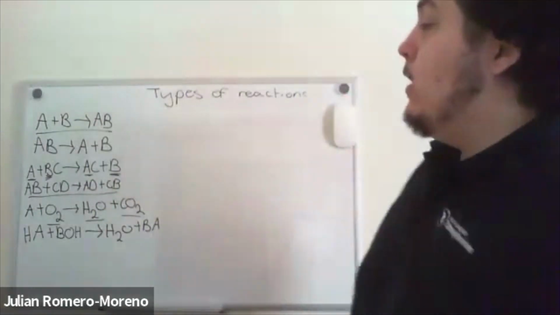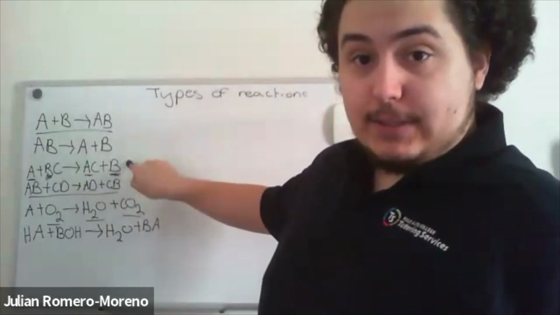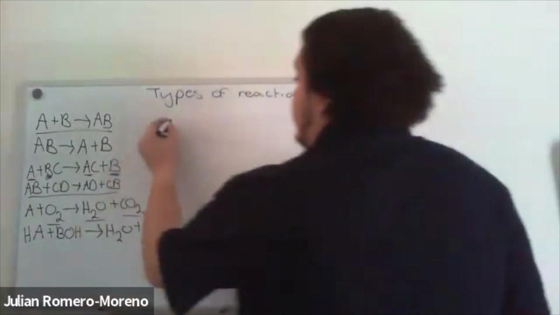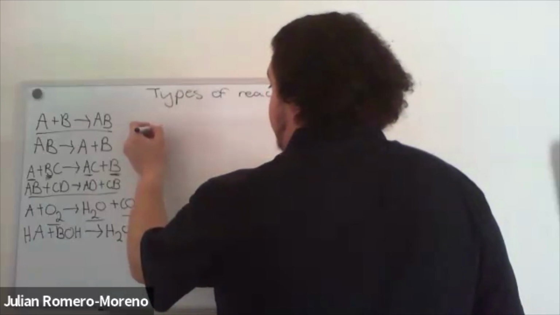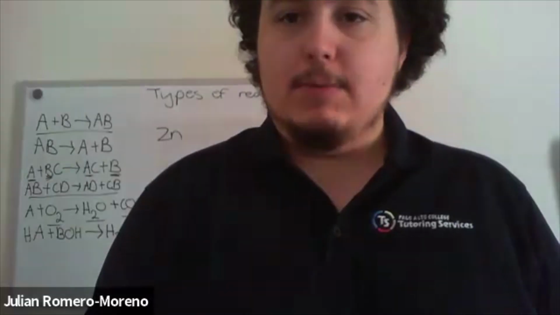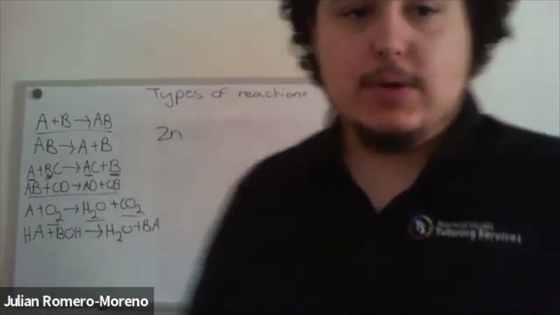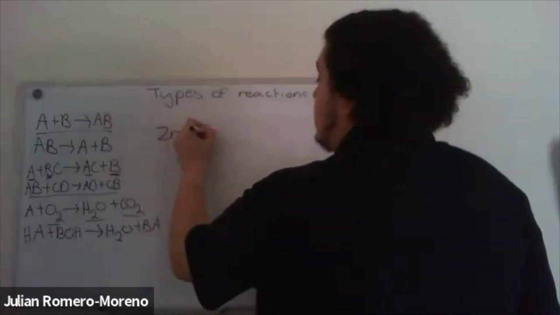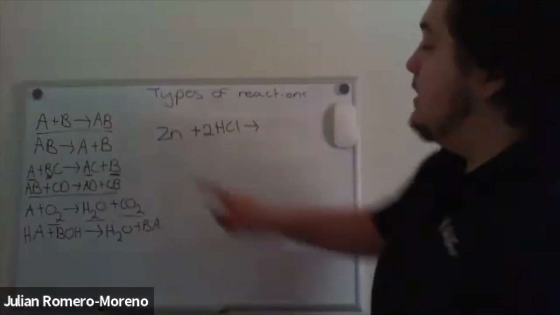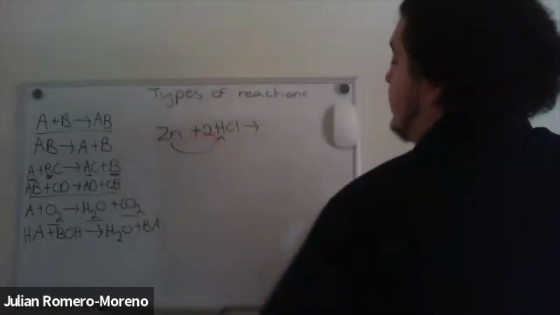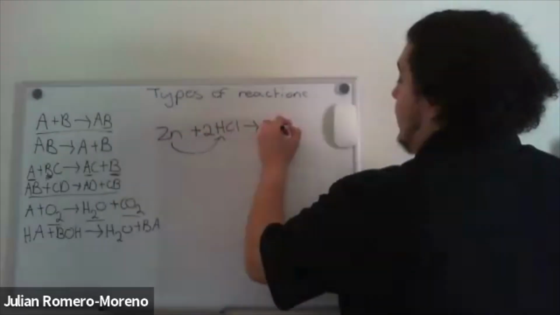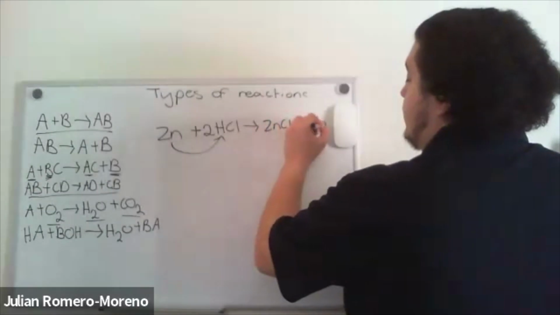Now, we will have what we call single displacement, single replacement, or substitution. So, for instance, we can take something like zinc. Let me pull up the specific formula so I don't misspeak. Plus 2 hydrochloric acid. And eventually, the zinc will replace the hydrogen in this reaction, and you will be left with zinc chloride plus H2.